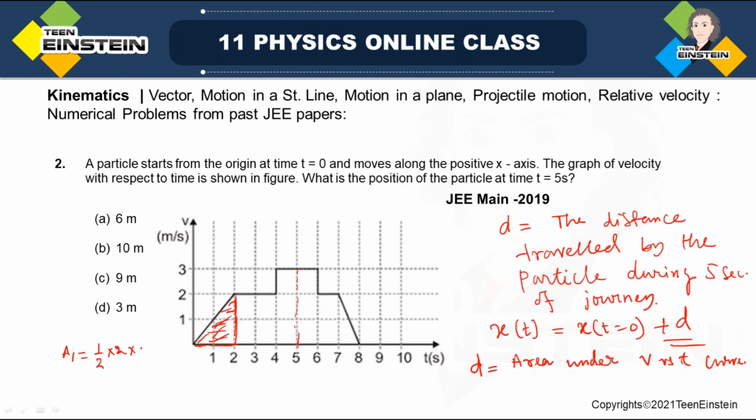Half base into height. What is the height? Height is 2, because this is the height, this is 2. So we get 2 meter square. In fact, it is v into t. So v means meter per second into time, so it will give you meter. Okay. So that's what. This is the meter.